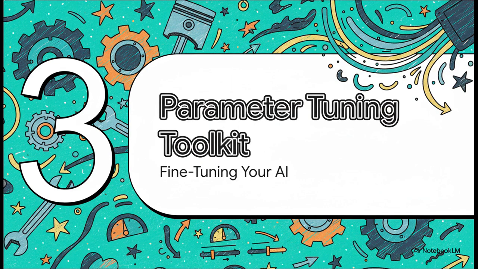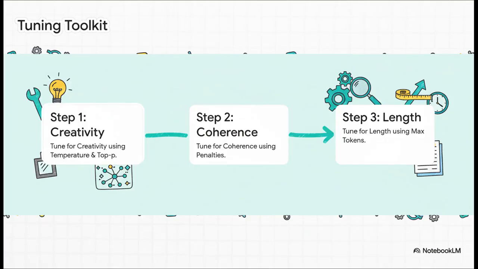All right, now for the really good stuff. We are opening up the toolbox. We're going to walk through the 3 most important sets of parameters you can start using right now to get way more specific and way more predictable results from your AI. We're going to break this down into 3 super practical steps. First up, tuning for creativity with things like temperature and top P. Then, we'll tune for coherence using penalties to stop the AI from repeating itself. And finally, we'll get control over the length with something called max tokens.